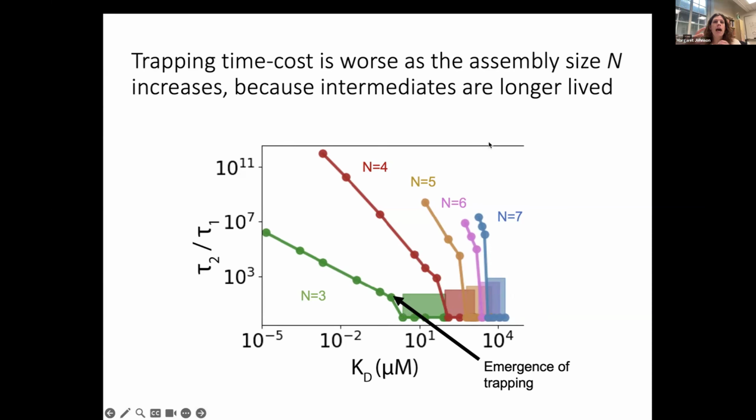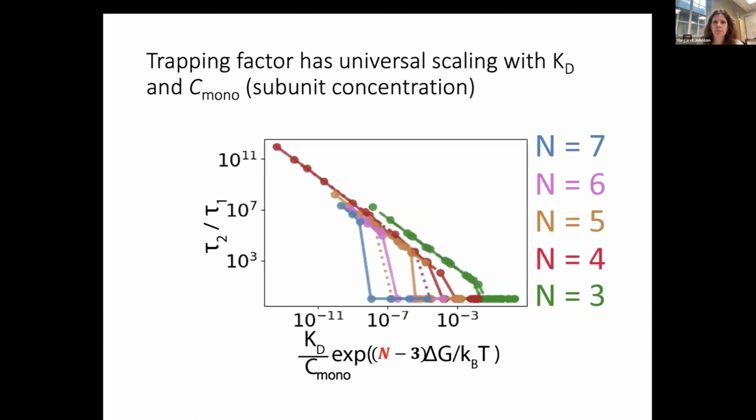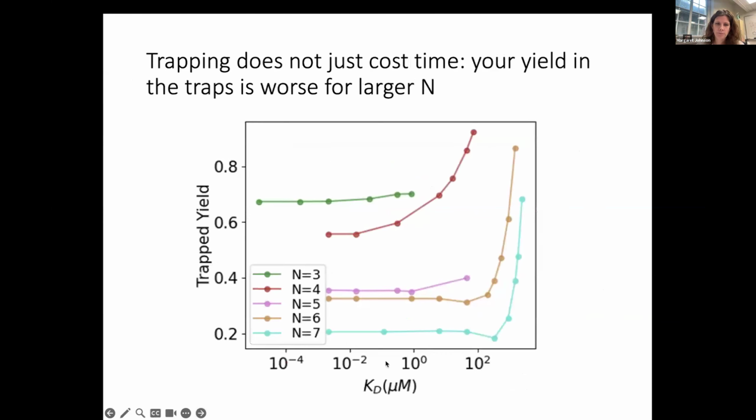As you try to attach something to something bigger, it forms more contacts, and so the intermediates are just longer lived. It takes a longer time for them to fall apart and return the monomers to your system so you can complete. And we can actually show that this time scale has universal scaling with the free energy of the interaction and the number of subunits.